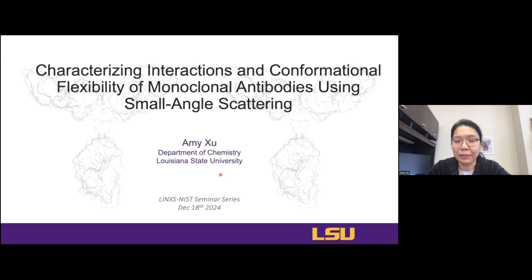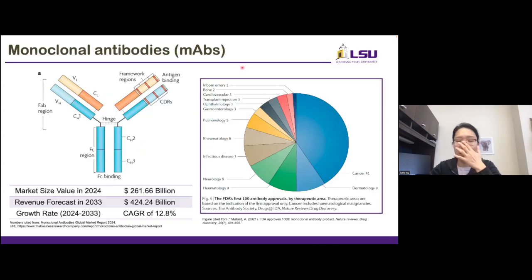So it's a great pleasure to present our work on studying the interactions and conformational flexibility of antibodies using small angle scattering. This is some work that I had the chance to do during my postdoc at NIST. The name of this seminar series is Antibodies in Solution.